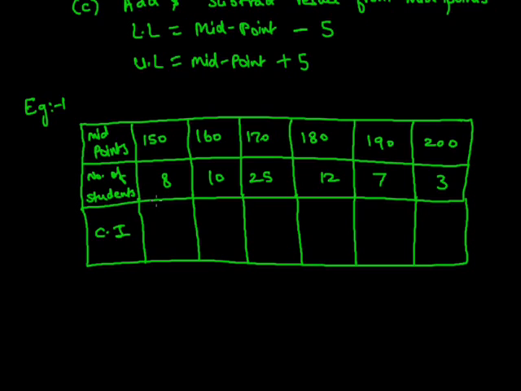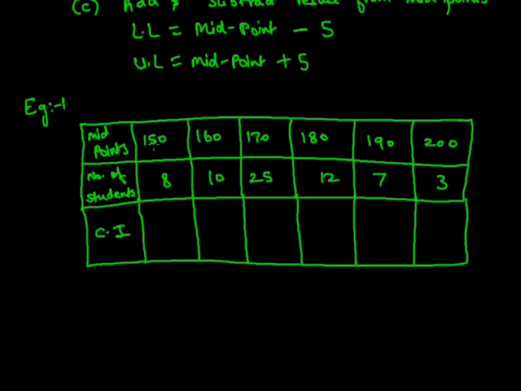So a midpoint is given as 150. What will be the class interval for this midpoint 150? As you can see, there is a difference between two consecutive midpoints. If we take the first two midpoints, the difference between them is 10. So the first step is to find the difference, that is 10. The next step is we divide this by 2. If we divide this by 2, we'll get 5. Then the third step: for finding the lower limit, we subtract this 5 from the midpoint, and for the upper limit, we add this 5.